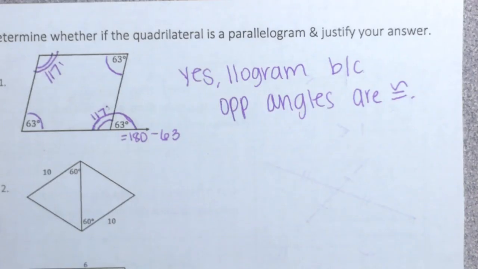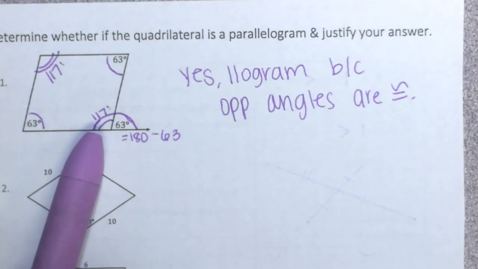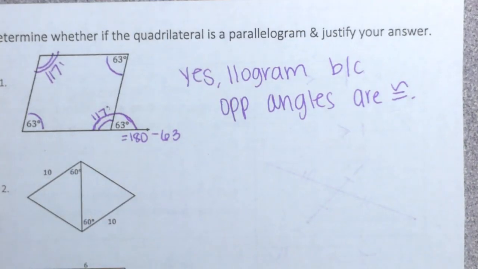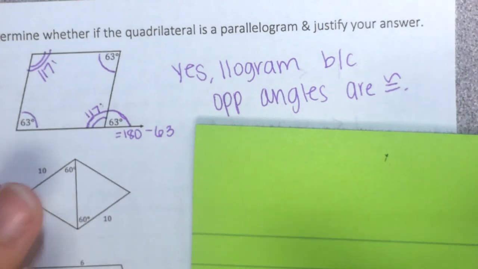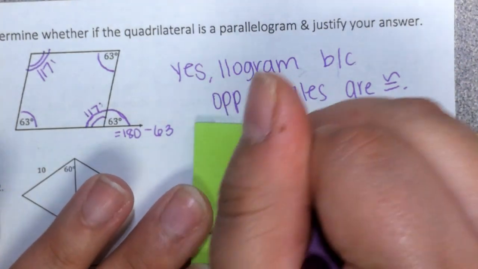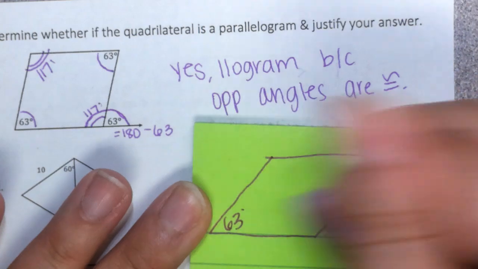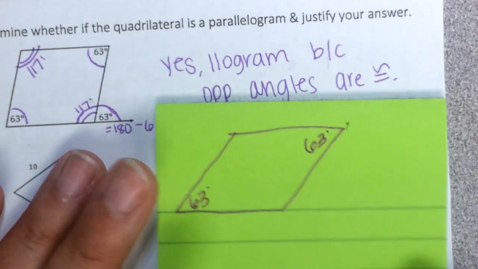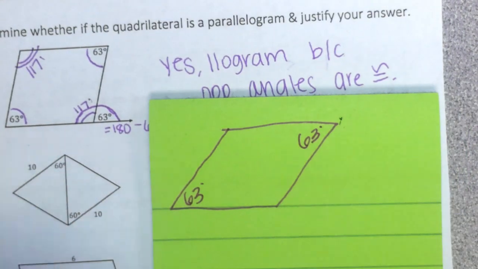What questions can I answer? You have a question? Okay, so you know how you got 117, right? Right here? You don't automatically put it. You can't assume that. So here's a good example. In this case, it ended up working out. But if I gave you a picture like this, and I said this is 63 and this is 63, what are these angles?